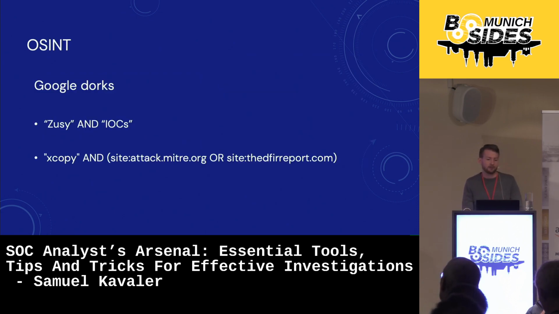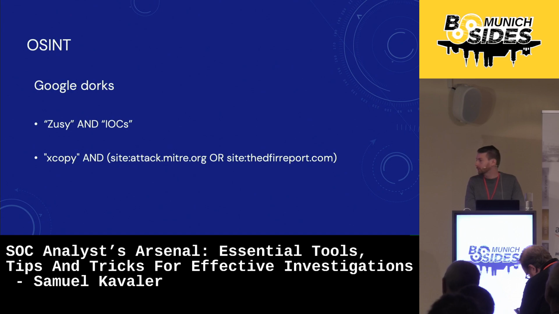So let's talk a little bit about OSINT. You have probably heard about the term Google Dorking or Google Dorks. It's basically some specific searches that you can execute in Google. The first one is an example where I have "ZUSI" and "IOCs". ZUSI is a threat name and IOCs is a string. Both of these are double quoted with an AND in between. This would give you all the results that contain both of these strings on Google.